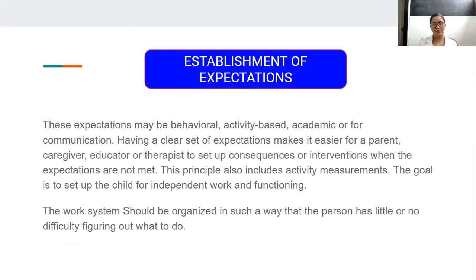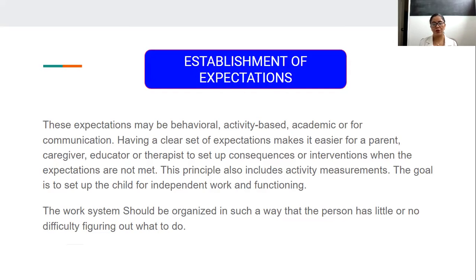Those expectations can be activity-based, academic, or just for communication. But having a clear set of expectations makes it easier for a parent, a caregiver, an educator, a therapist, for all of us, to set up consequences or interventions when the expectations are not met. In that way, they are going to be clear that if an expectation is not met, then there will be a consequence, either negative in this case, or the opposite. If an expectation is met, they will have a positive reward.